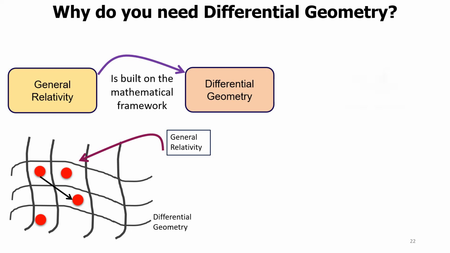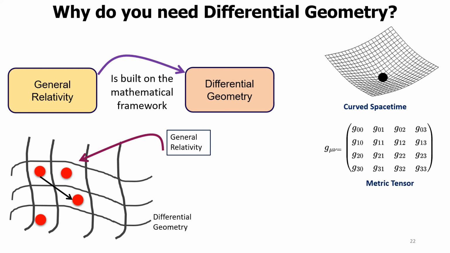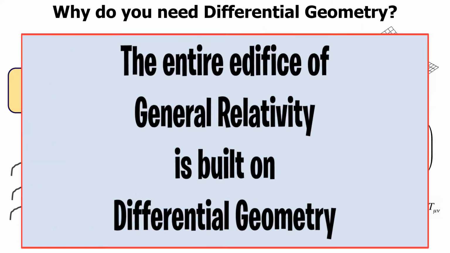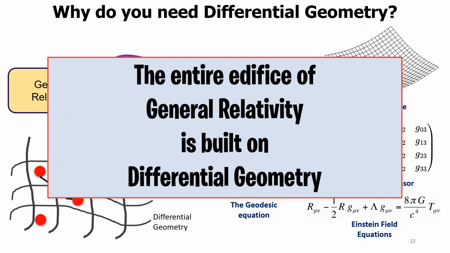It is happening on the curved surface. So we need what is called differential geometry. The curved surface manifests itself into various tensors, such as the metric tensor, which is an integral part of the Einstein field equation. The geodesic equation is also a part, because you will soon see why geodesics are very important. And this is the final output: the entire edifice of general relativity is built on differential geometry, and we need to learn that.